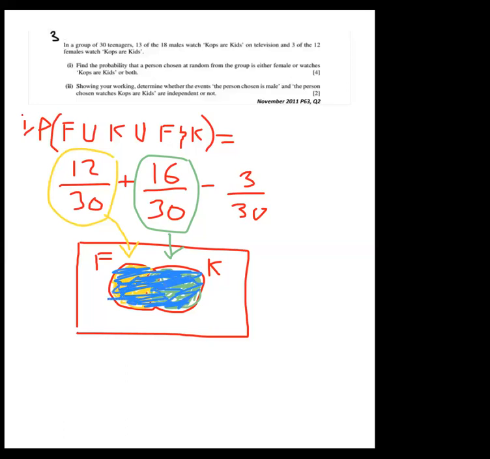So then the answer will be 12 plus 16 minus 3. So 13 plus 12 is 25 upon 30. That is 5 upon 6.